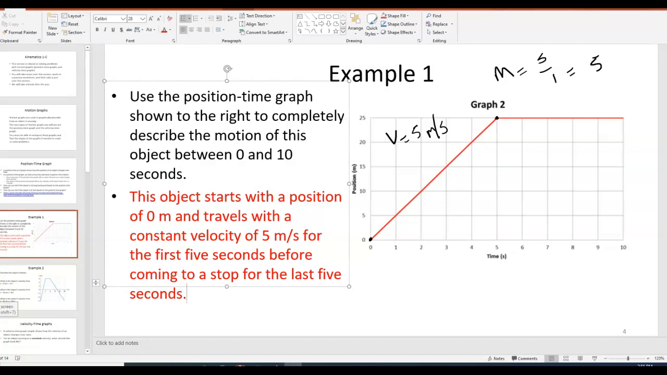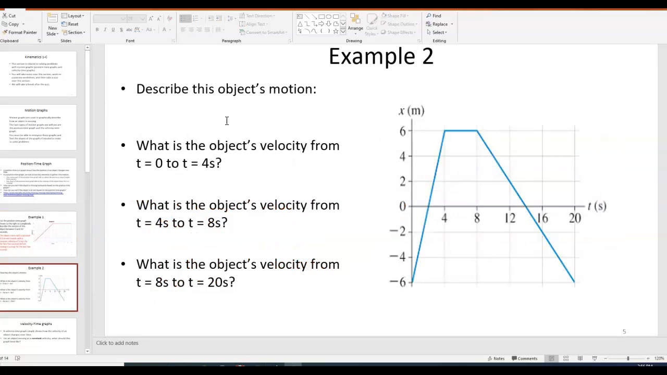Okay, pause there if you need to look at that. So let's take a look at another position time graph question. Okay, example 2. It says, the first part says describe this object's motion. I'm not going to type this out just to save on space, but here we have another position time graph.